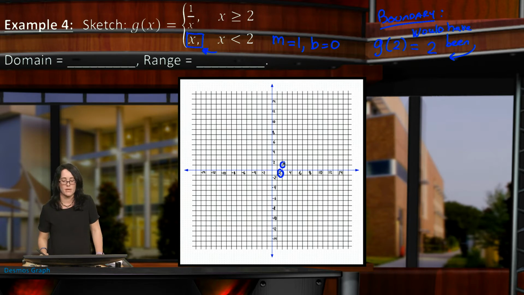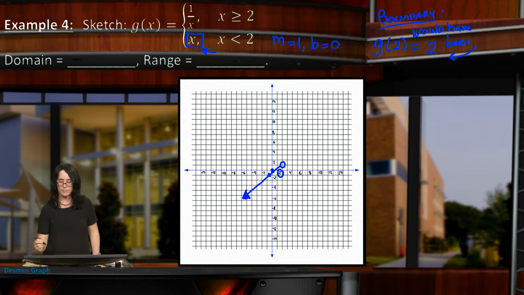Then I would have used my slope to continue for any x value below 2. So I could go to 0, and I already know that at 0 I'm at 0 because my y-intercept was 0. So that would be right there. And then if I continued going down 1 and left 1, down 1 and left 1, I'd get another point there, and I'd end up with my line looking something like this. So make sure that you have your slope of 1: down 1, left 1, down 1, left 1.